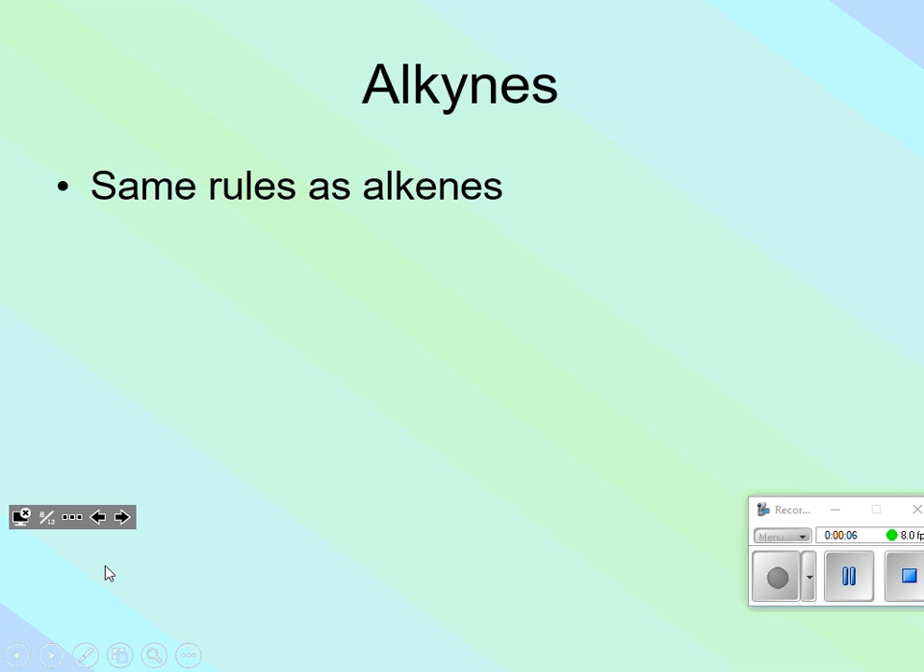And here's my first one. Alkynes, same rules as alkenes. An alkyne has a triple bond instead of a double bond.